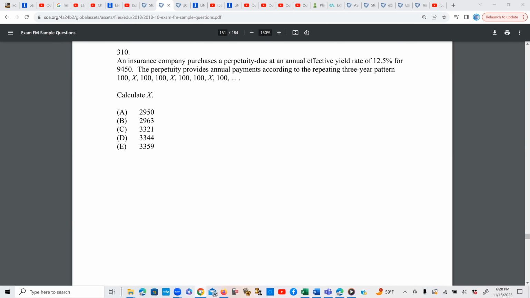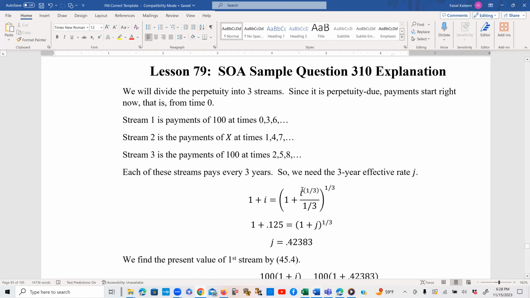So what's going on is that at times 0, 3, 6, and so on, we have payments of 100. Stream 2 is payments of X, at times 1, 4, 7, and so on. And then stream 3 is again payments of 100, and those happen at times 2, 5, 8, and so on. And since each of these streams pays every 3 years, we need the 3-year effective rate J.